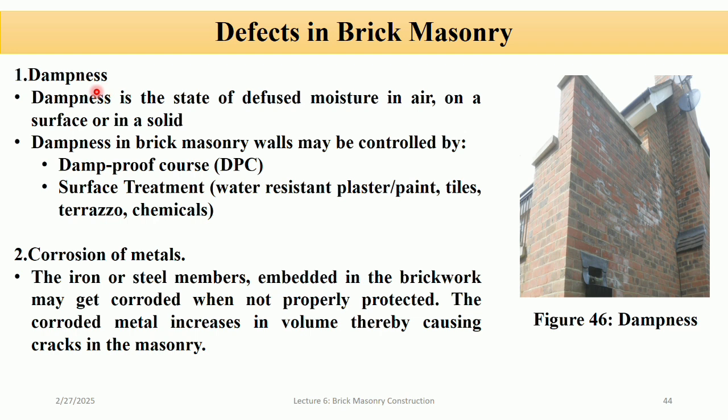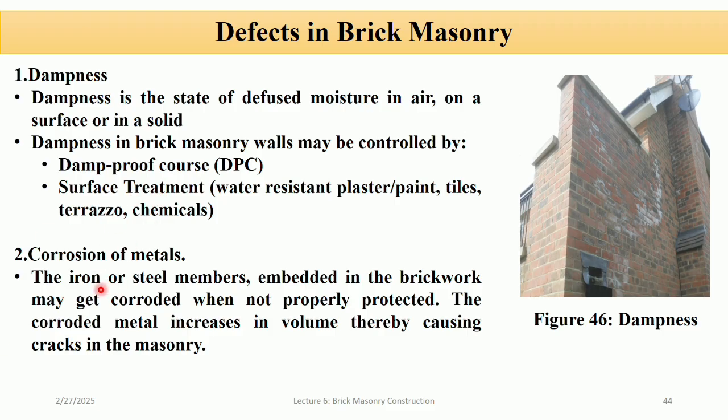Dampness. So dampness is the state of diffuse moisture in air, on a surface, or in a solid. You can see this is the dampness. So we can avoid the dampness or control it by damp-proof coats and surface treatment.